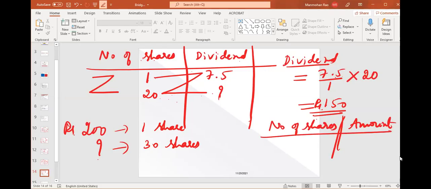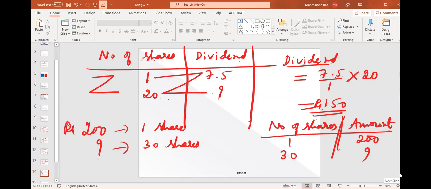Okay. So number of shares is 1. Amount you get is 200. Number of shares is 30. How much is the amount? So in the place of dividend, you get amount. This is the rule of cross multiplication. If you understand this, then you can easily do it.